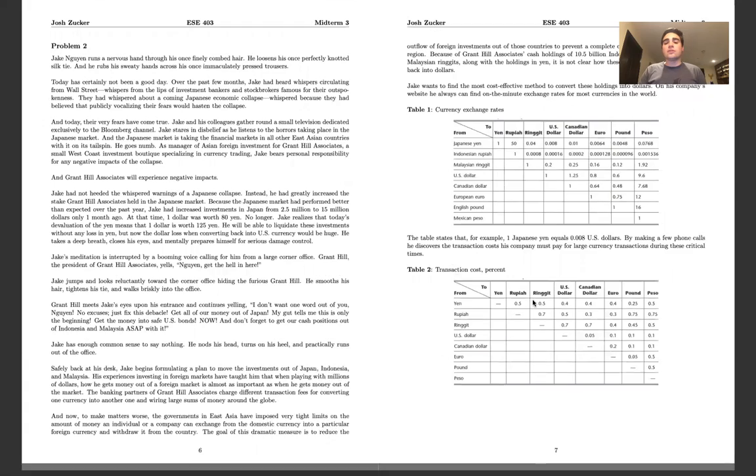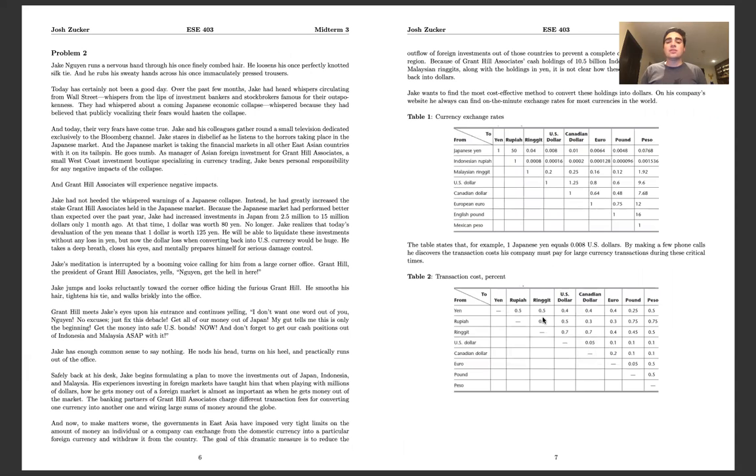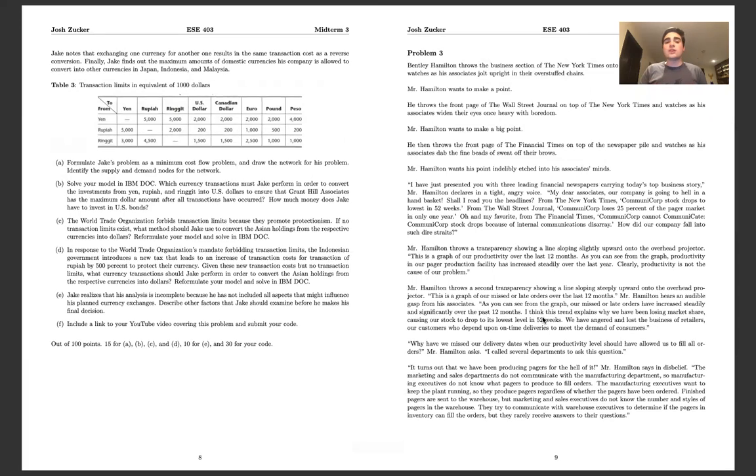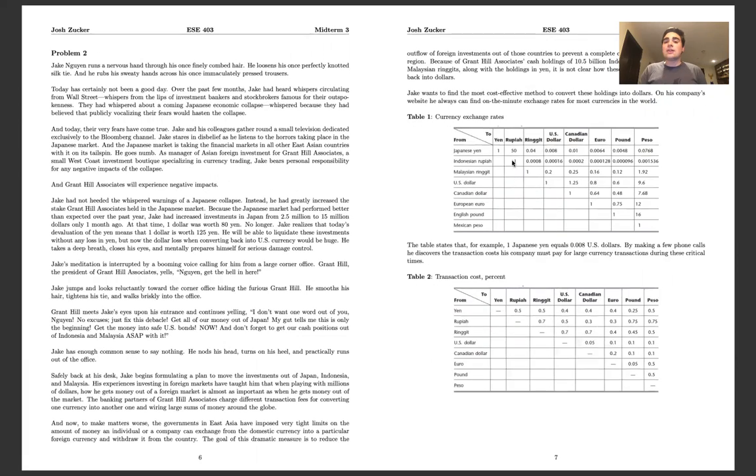where each of the legs is going to be the transaction cost. In fact, and then the leg constraints are going to be the transaction limits. And then as far as currency exchange goes, it's actually not that important to the problem.